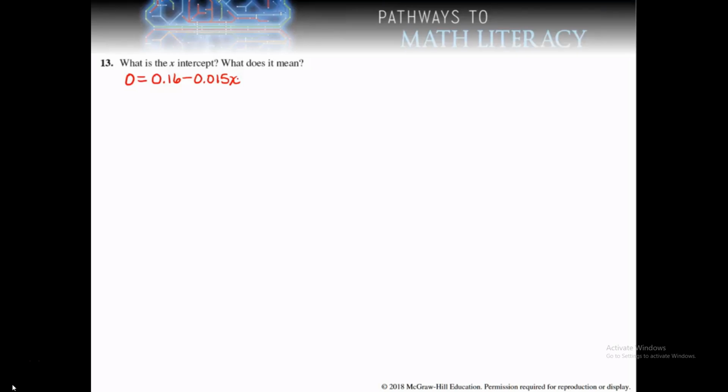And that's going to give me 0.015x equals 0.16. And then I can divide both sides by 0.015. And that's going to give me x approximately equal to 10.67. And so what does that mean? Well, that means that it's going to take 10.67 hours for this person's blood alcohol content to return to 0.